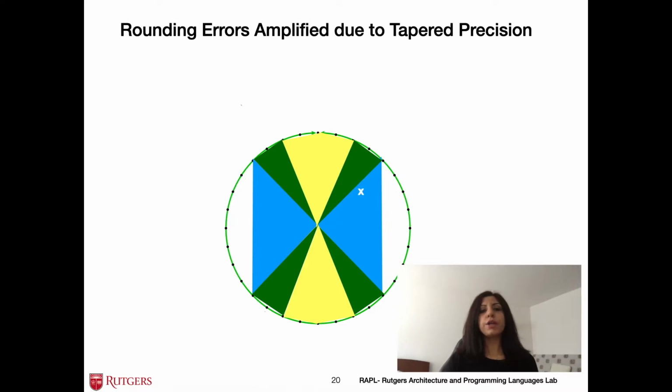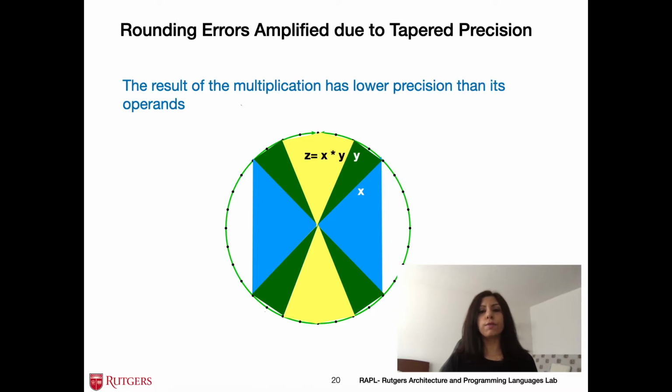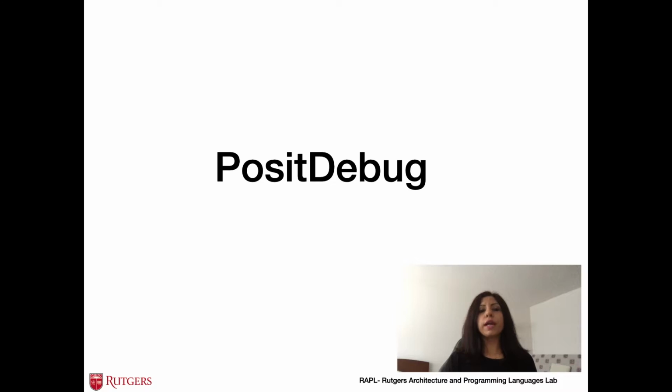Suppose you multiply two numbers in posits. The result can have lower precision than either of its operands. In contrast, floating point has fixed precision for all normal numbers. Now you write programs using posits and you encounter rounding errors. That's where PositDebug comes into the picture. In the next few slides, I'm going to show you the approach behind PositDebug.